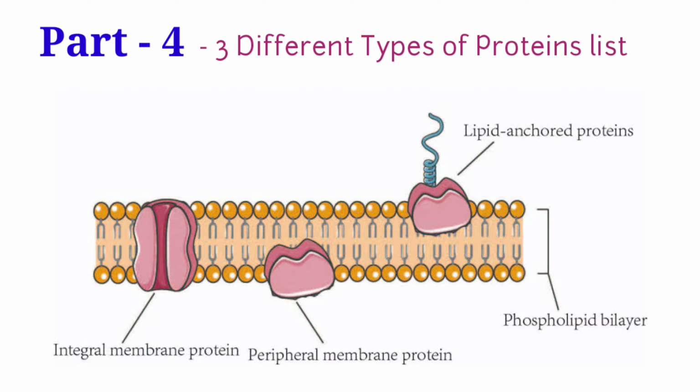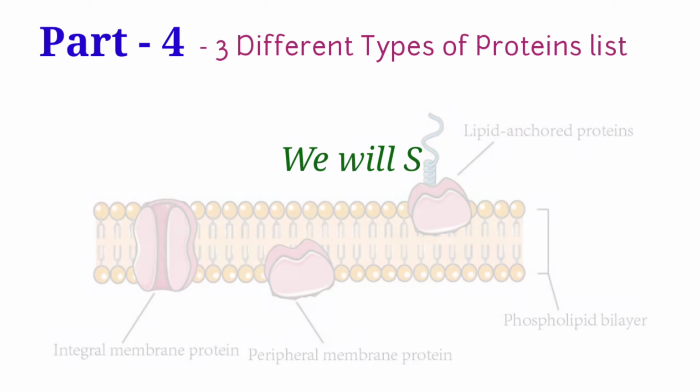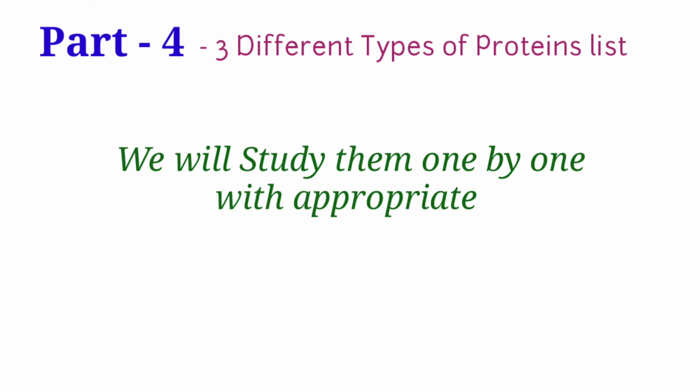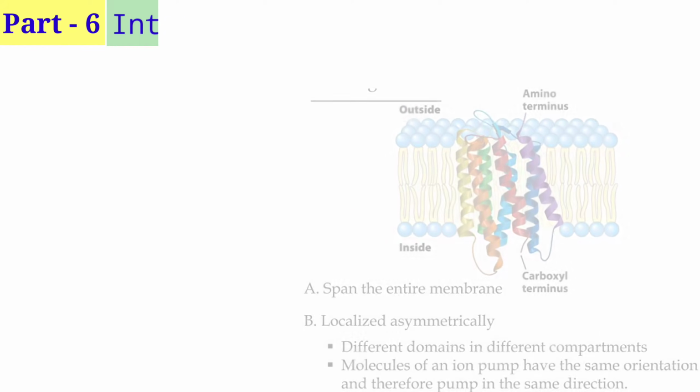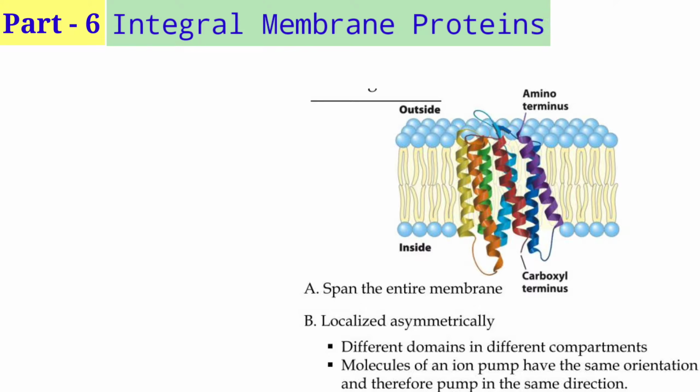Welcome back friends. In part number 4 we have discussed that the membrane contains various types of proteins such as peripheral proteins, lipid anchored proteins and integral membrane proteins. We will be discussing each and every type of protein with all their aspects and importance from the exam point of view with examples. So let's begin first with the integral membrane proteins as I have highlighted here.